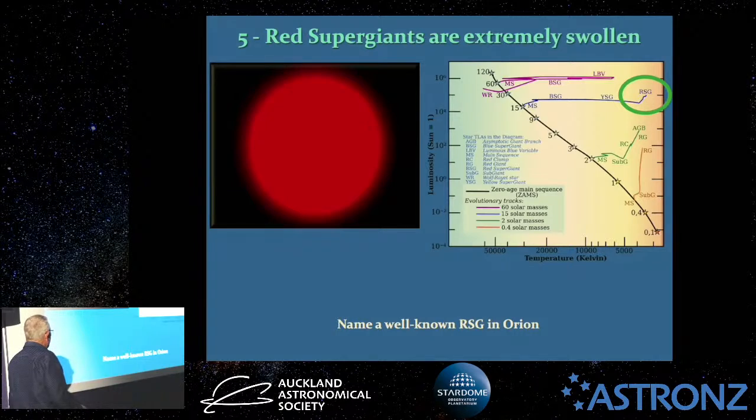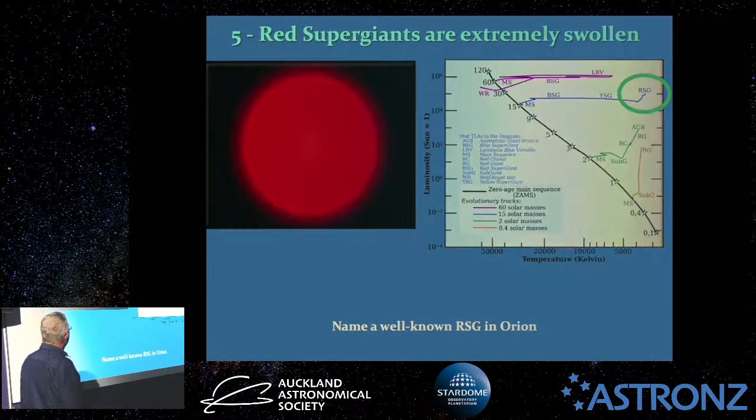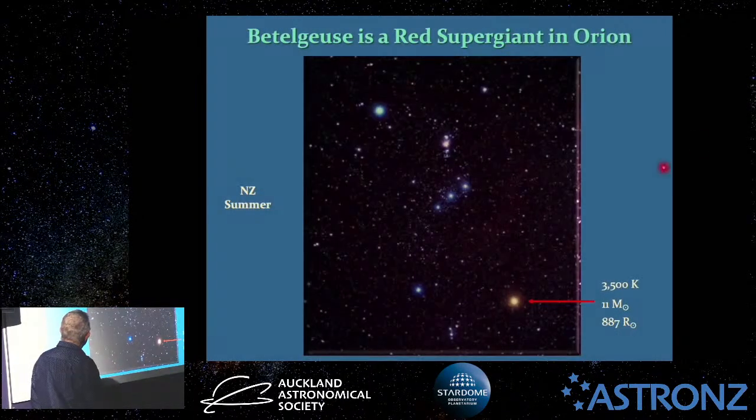Can anyone name a well-known red supergiant in Orion that I was alluding to before that would go out to Jupiter? Betelgeuse, yay! Yeah, so here it is here.